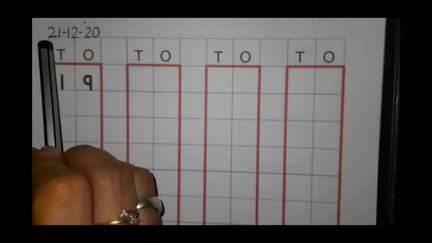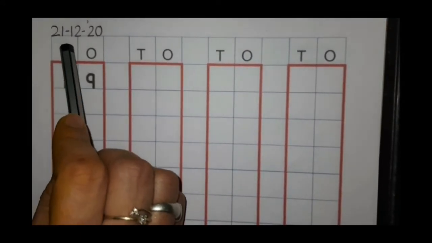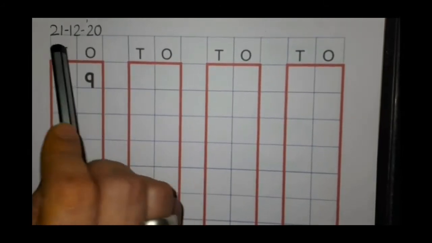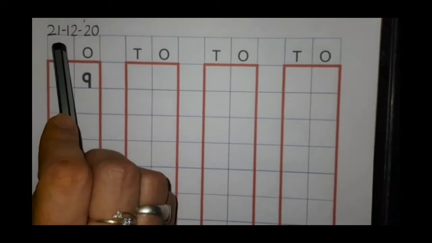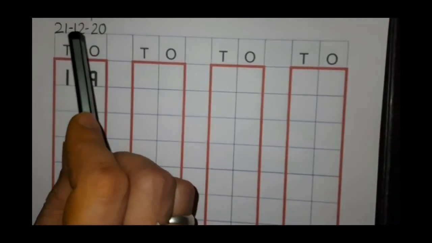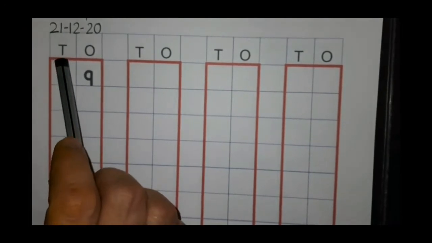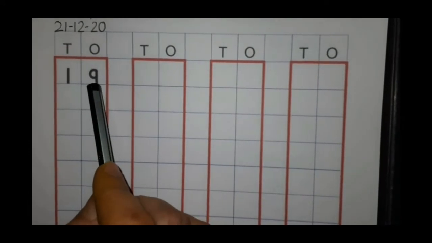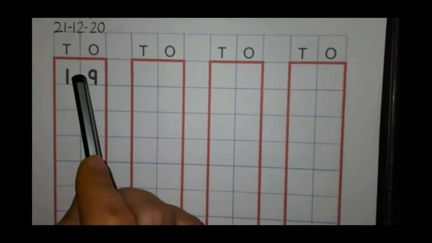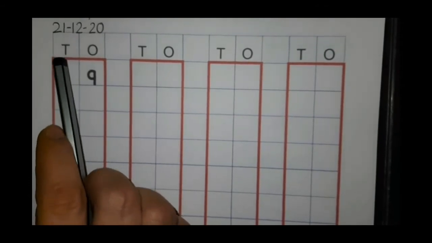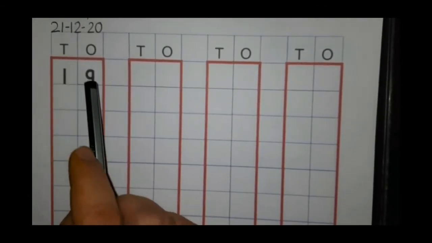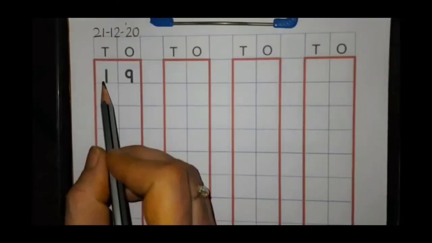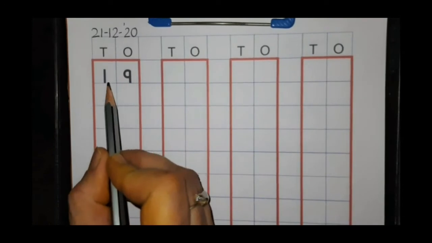Children, what is today's date? 21/12/2020. That is 21st of December 2020. T means tens and O means ones. 19 is a two-digit number, so 1 we will write under tens, that is T, and 9 we will write under ones, that is O. Let's start writing number 19.